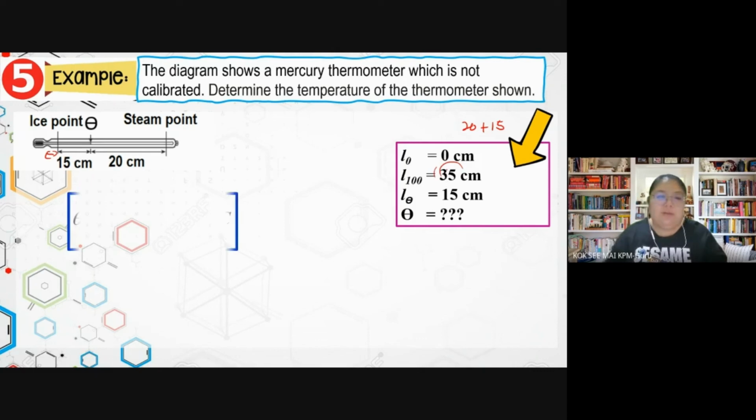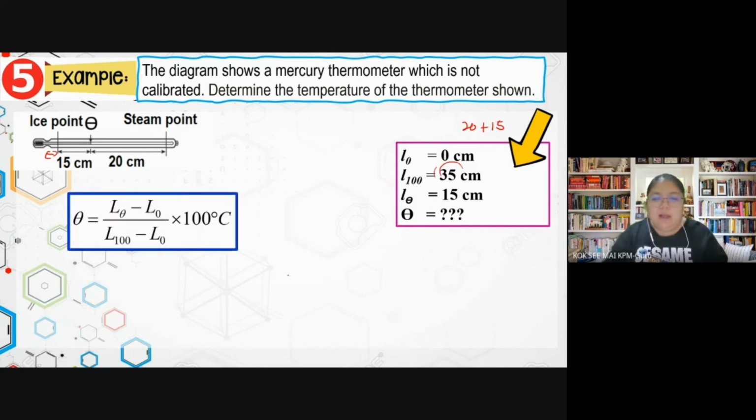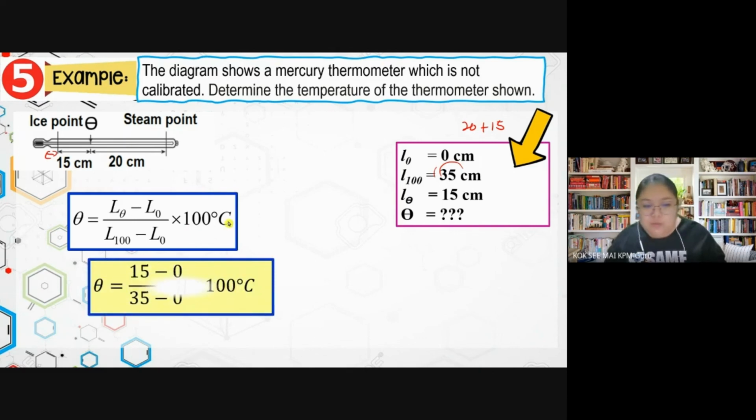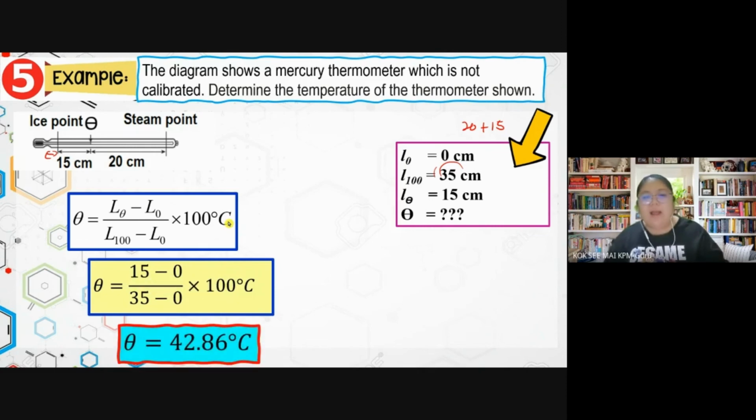So then I use the formula. L data is 15 minus 0, over L 135 minus 0, multiplied by 100 degrees Celsius. So there's 42.9x6. Normally 42.9 degrees Celsius. Okay, I think that's easier for you. You can answer all the example questions already. Only one formula, you can apply to all.